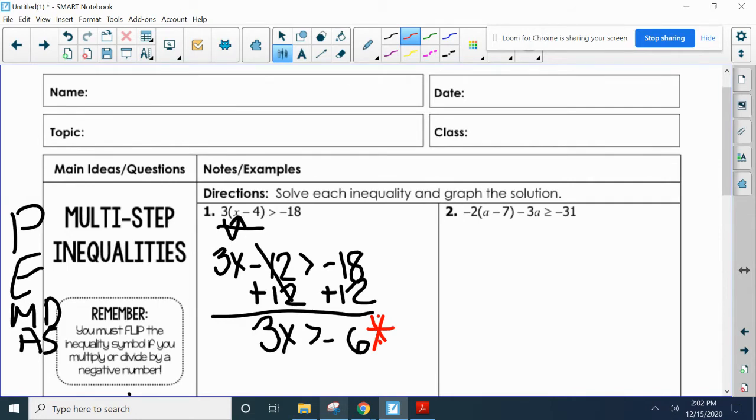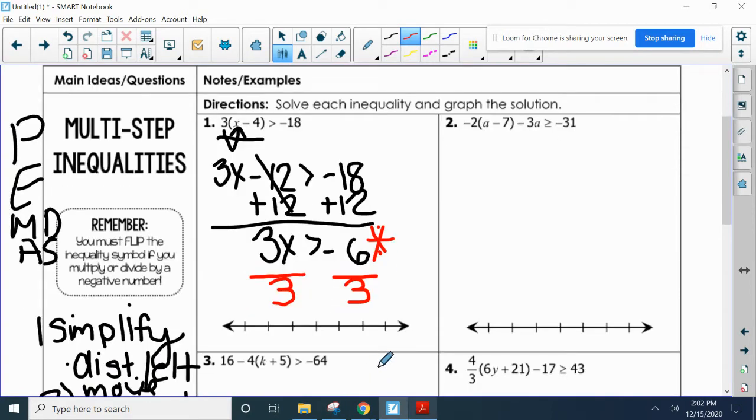So one of the things, and I tried to say it to make sure that it didn't happen before it did, because this is one of the issues I see a lot. So we know we get rid of multiplication with division. So we're going to go ahead and divide both sides by 3. So we're going to bring down our x, and negative 6 divided by 3 is negative 2. This inequality symbol here stays the same. And I star it because of this.